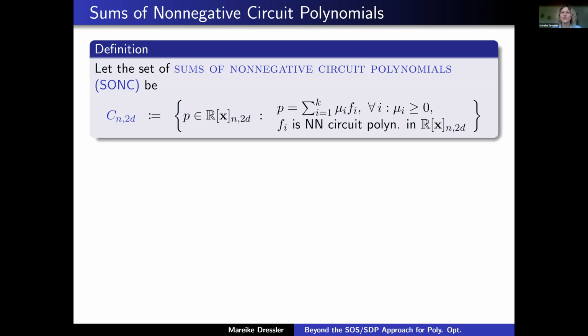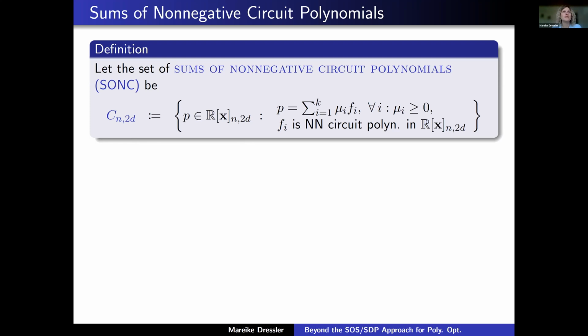Right? So let's formally define this set. We give it the description C_{n,2d}. So the set C_{n,2d} contains every polynomial in our real finite vector space R_{n,2d} that can be written as a decomposition of non-negative circuit polynomials. Okay, so far so good.